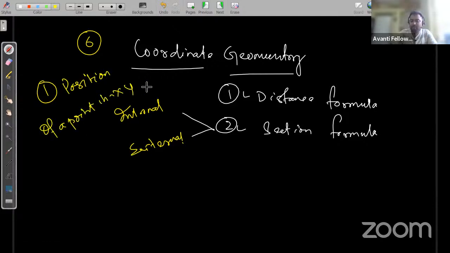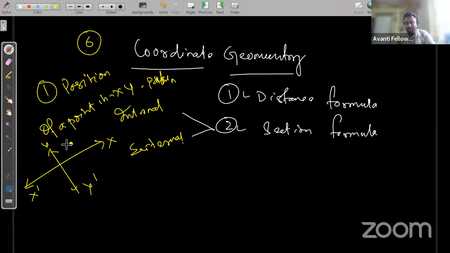in the XY plane. All of you know what the XY plane is, we have covered this earlier, right? Yeah, very good. This is my XY plane, this is my x-axis, this is my y-axis. So position of a point in the XY plane. So these are the things we'll cover in coordinate geometry: distance formula, section formula, and then we'll go through the most important thing, inclination.